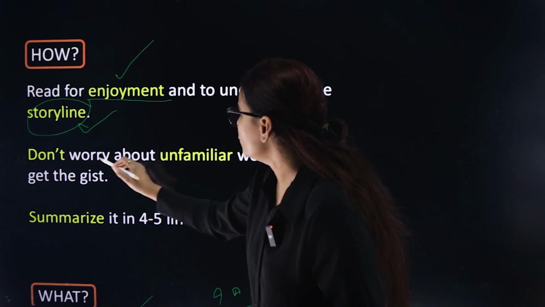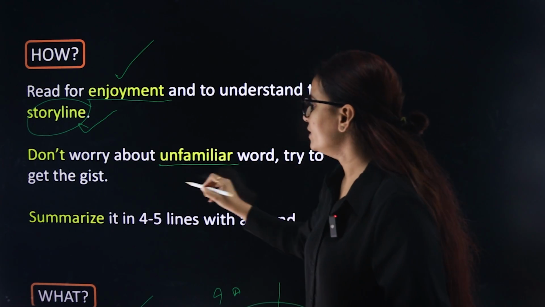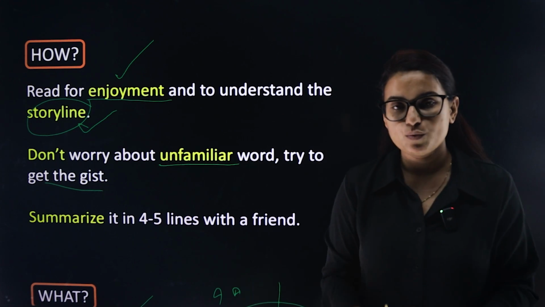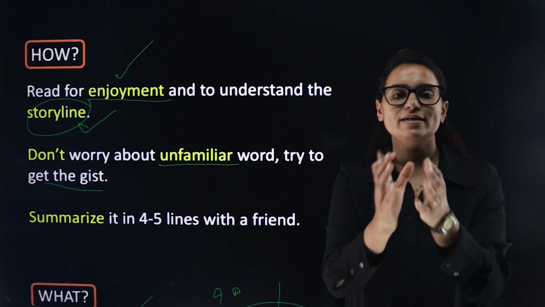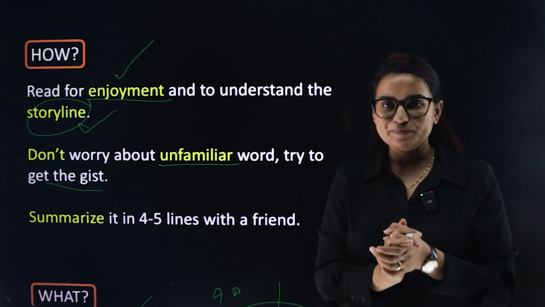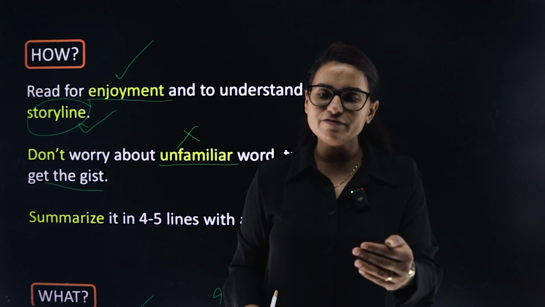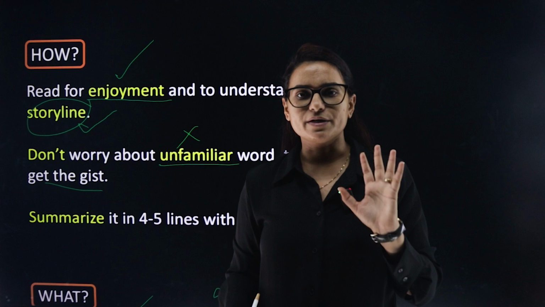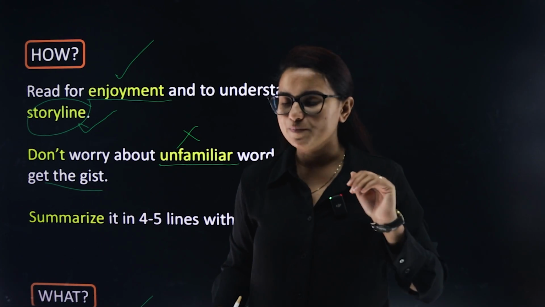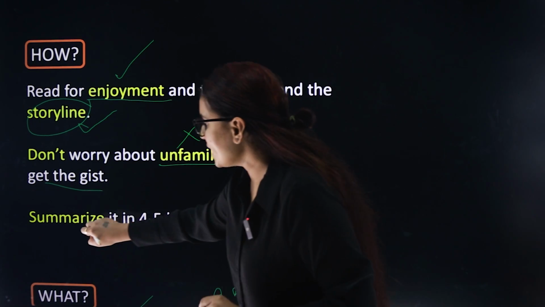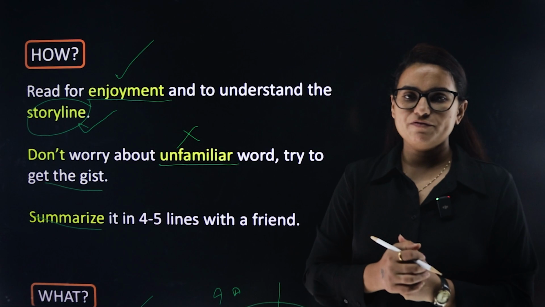And don't worry about unfamiliar words. Try to understand the gist. What is gist? The final understanding of the story. Don't worry about unfamiliar words. If you come across unfamiliar words, you can just ignore them. Leave it. I don't care. Next, summarize it into 4 to 5 lines with a friend.